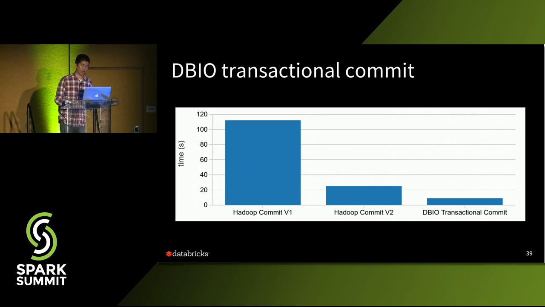So we do that. We use the same performance benchmark we had before with V1 and V2, and we see that this commit protocol, as described, is much faster, which is kind of expected because you're not paying any copy overhead at all.